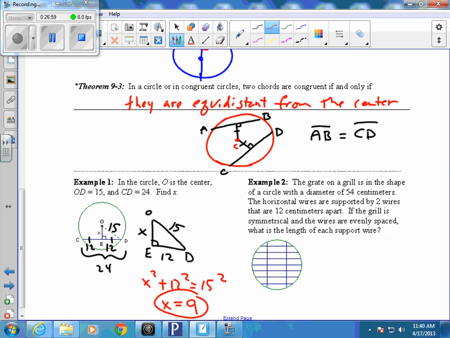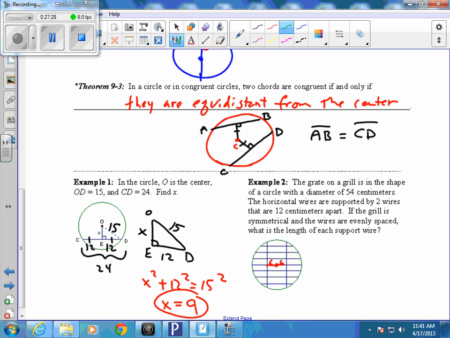Last example. We got a grate on a grill in the shape of a circle with a diameter of 54 centimeters. The horizontal wires are supported by two wires that are 12 centimeters apart, which means that if this is the center of the grill, we got 6 here and 6 there. Okay. The grill is symmetrical and the wires are evenly spaced. What is the length of each support wire?